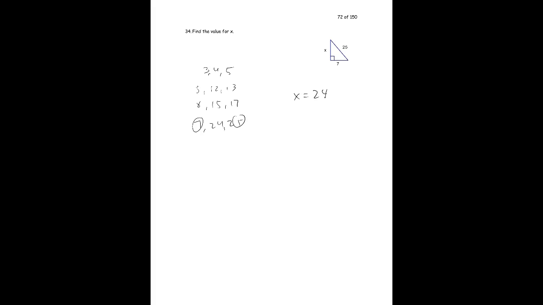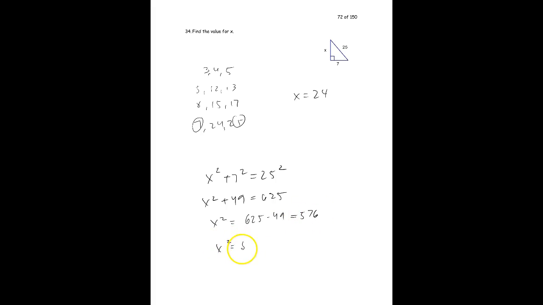This is probably easier just to use the Pythagorean theorem, leg 1 squared plus leg 2 squared. So leg 1 squared is x squared, leg 2 squared will be 7 squared. That equals the hypotenuse squared, and then you just go ahead and solve this. 7 squared is 49, 25 squared is 625. X squared will be 625 minus 49, which equals 576.